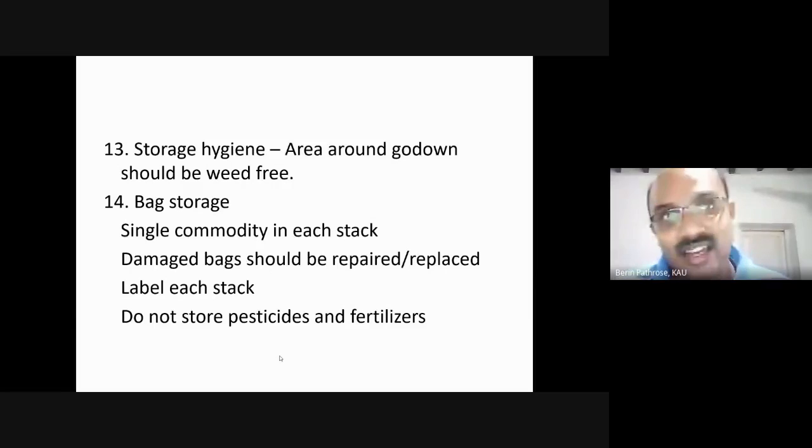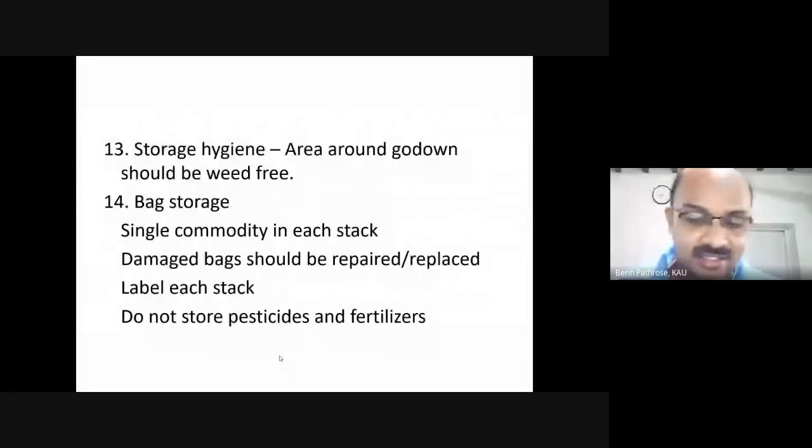And label each stack. That is usually done. Each and every stack will be labeled properly. And do not store pesticides and fertilizers in the godown. That should be stored separately in order to avoid any accidental poisoning. So this is with respect to godown management.